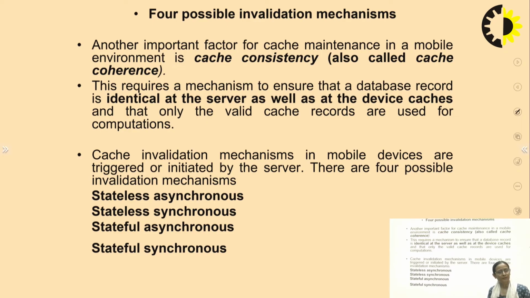Another important factor for cache maintenance in a mobile environment is cache consistency, which is also called cache coherence. This requires a mechanism to ensure that a database record is identical at the server as well as at the device cache, and that only the valid cache records should be used by all the users. We have 4 invalidation mechanisms: stateless asynchronous, stateless synchronous, stateful asynchronous, and stateful synchronous.